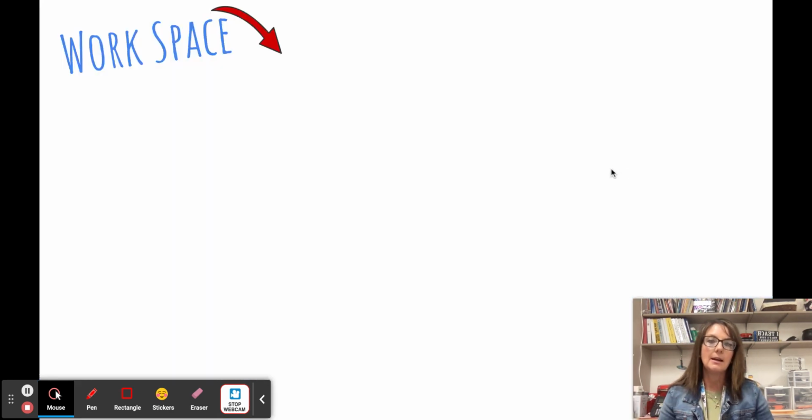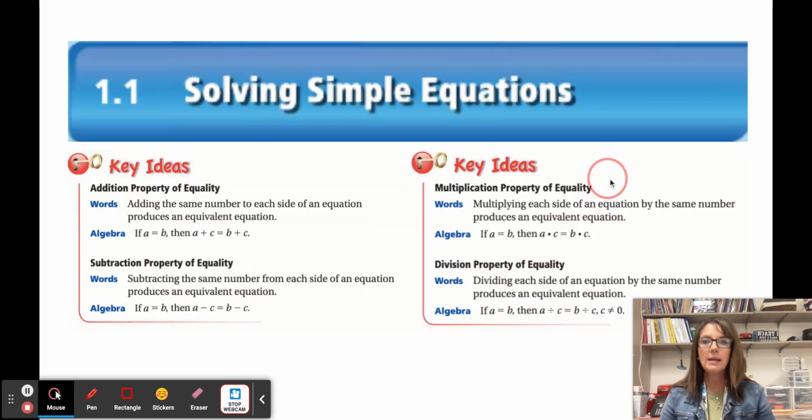The next slide and space in your note packet is just the workspace. You could use that for warm-ups. So right now we're going to leave it blank. And then we're going to see some key ideas. These will be kind of features of each video. So the key ideas kind of give you the main idea of what the lesson is about, and it also is a place that provides some definitions for us.